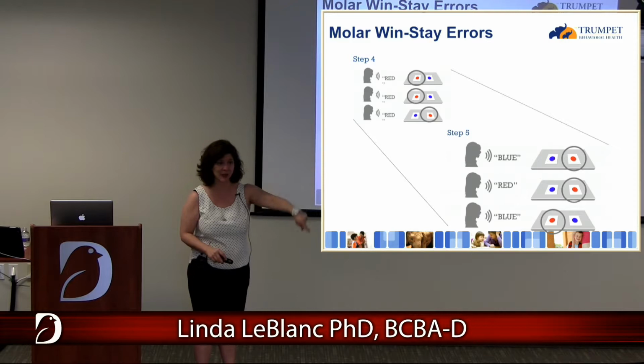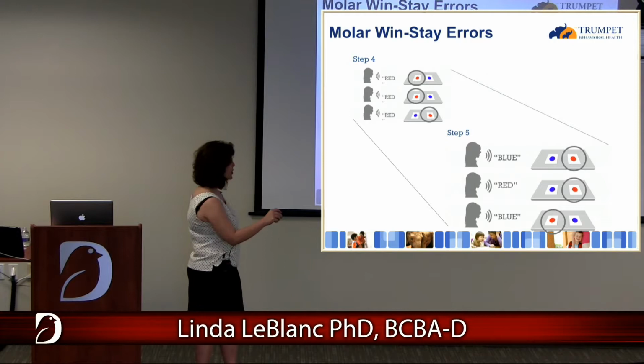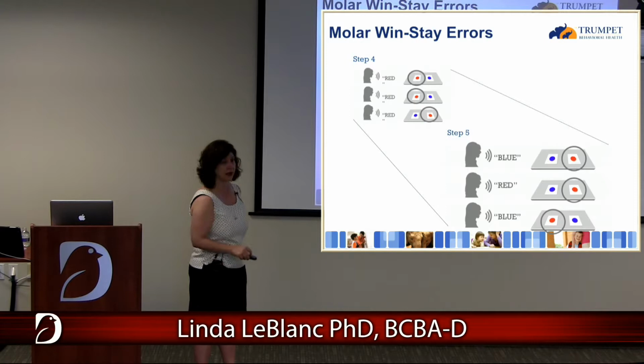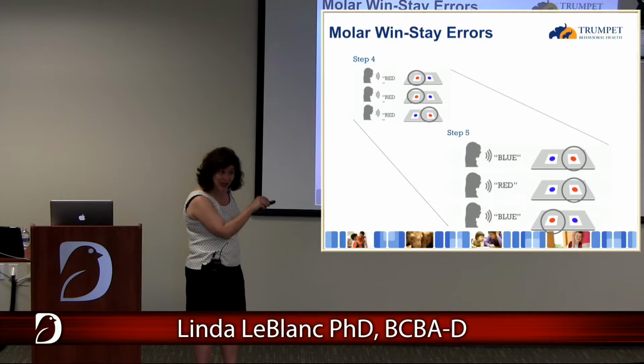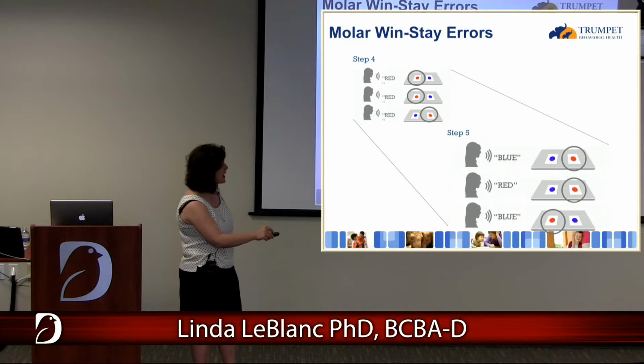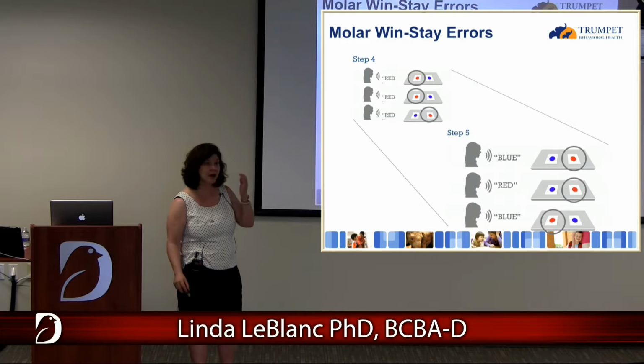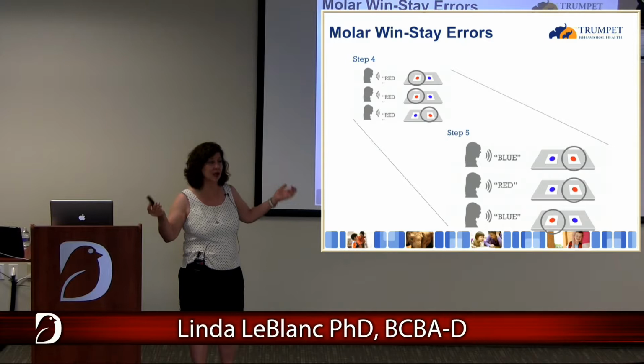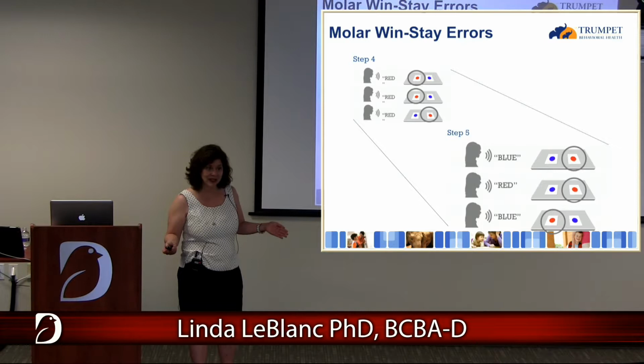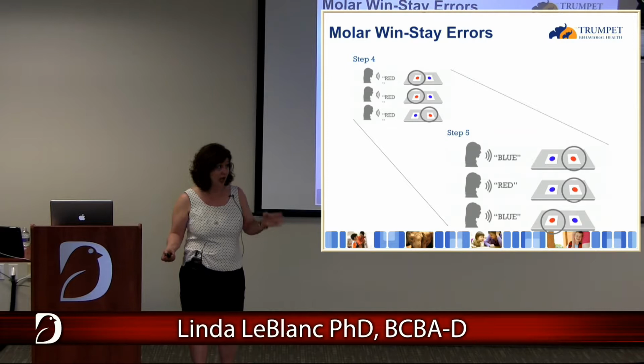I'm doing it, win stay, do some more, do that again. Now we switch to step 5, and I'm still win staying. So you say blue, and I select red, because I have this history where red gets a reinforcer, so I stick with it. Across my trials, what's my percent accuracy? 50%. In a selection-based preparation with 2 options, 50% doesn't mean you're getting there. It means there is absolutely no stimulus control. You could always pick exactly the same thing and never have the auditory stimulus control your responding at all.